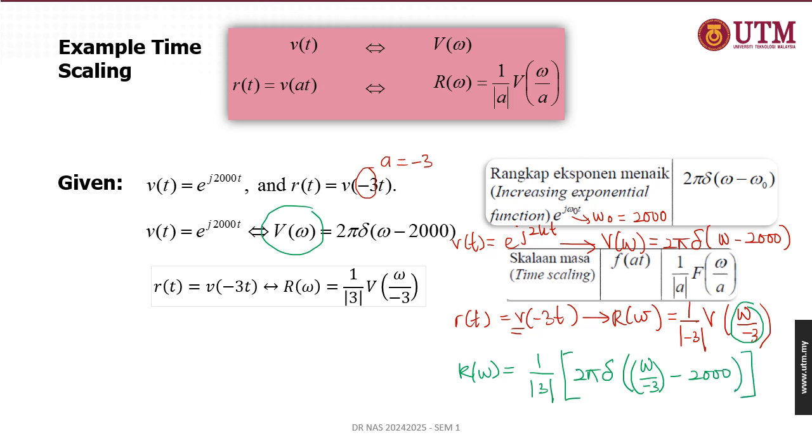Okay, and then simplify the equation. So this is the Fourier transform of r(t), or R(omega).